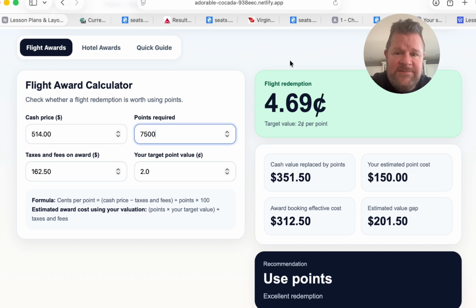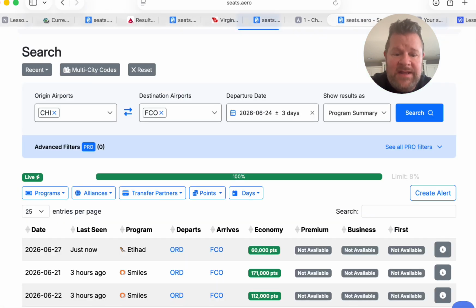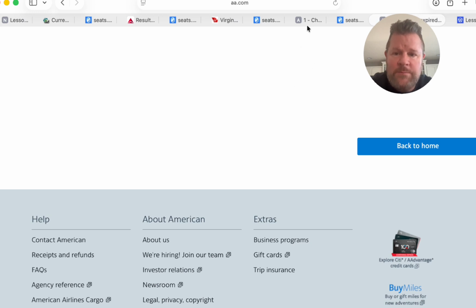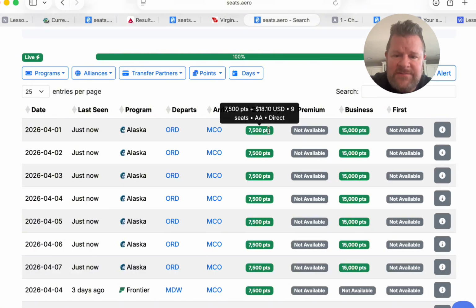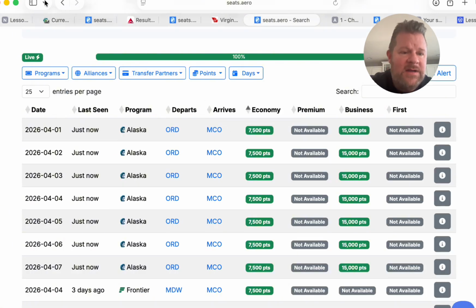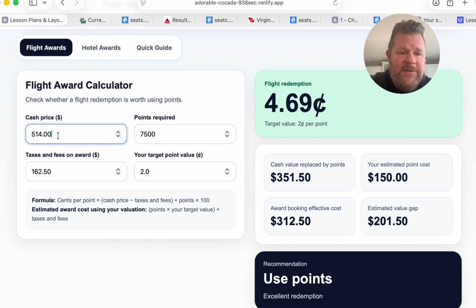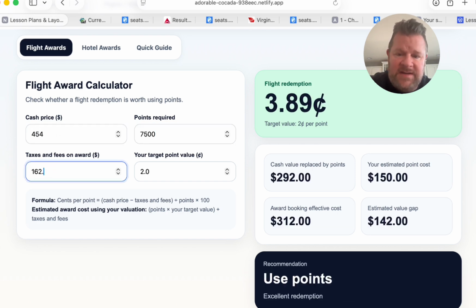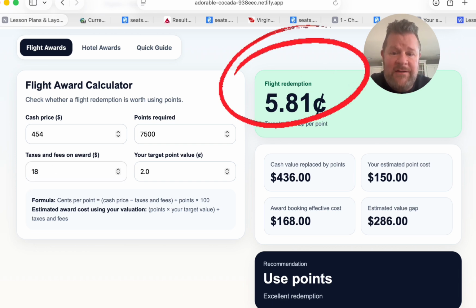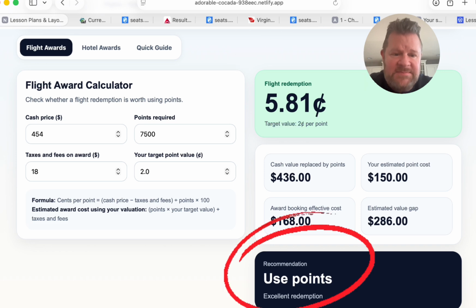And the cost for this flight, again, was going to be pretty expensive, I believe. The flight cost changes all over the place here. The price was $454. And just while I'm here, I'm going to see what the cost for extras are too. 18 bucks. So we have 454 bucks as the cash price for this, and there's 18 bucks in fees. And so we're looking at a flight redemption rate of 5.81%. That's days before spring break starts.